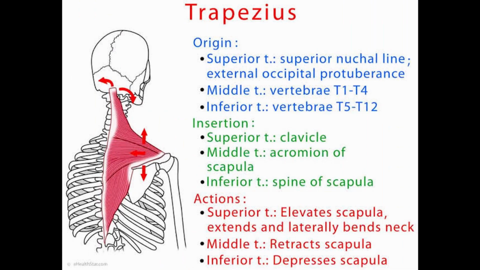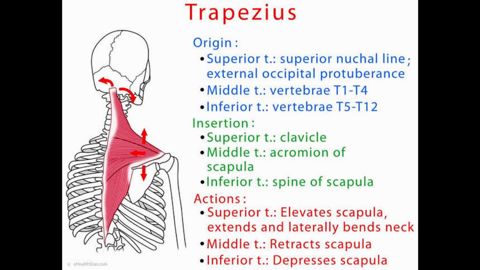The superior trapezius takes origin from the superior nuchal line and external occipital protuberance, and the middle fiber from the vertebrae T1 to T4, as you can see on the diagram, and the inferior fiber, lower fiber, from the vertebrae T5 to T12. Now the insertion of the trapezius muscle: the superior fiber is inserted into the clavicle, the middle fiber into the acromion process of the scapula, and the inferior fiber on the spine of the scapula.